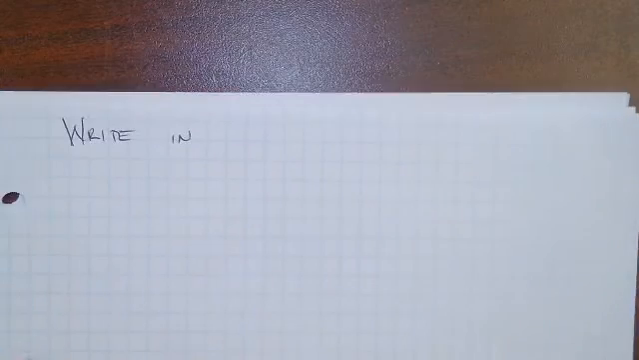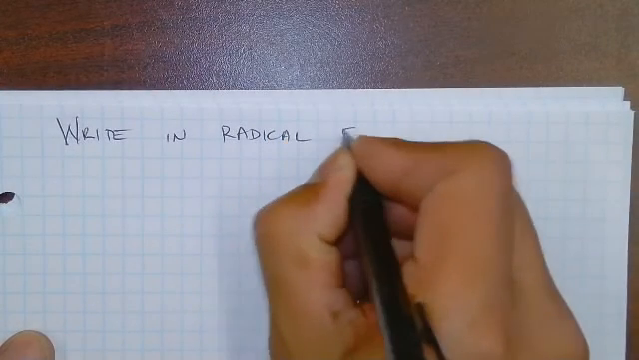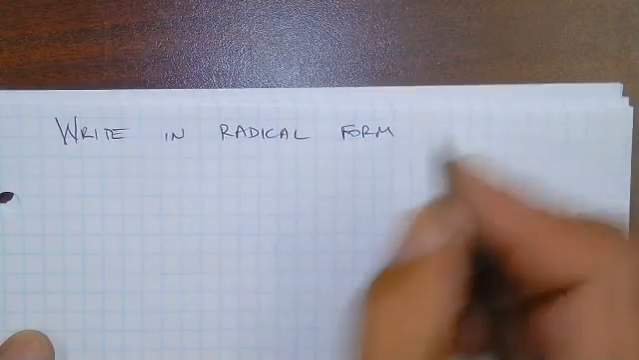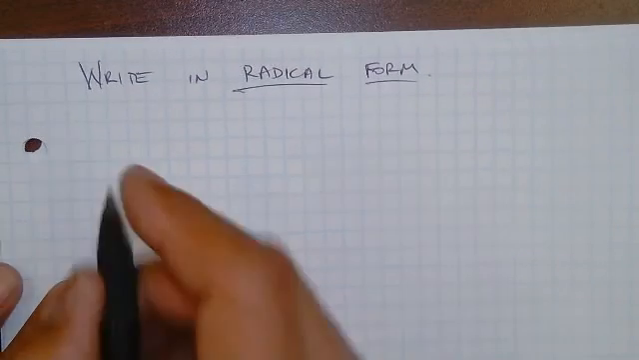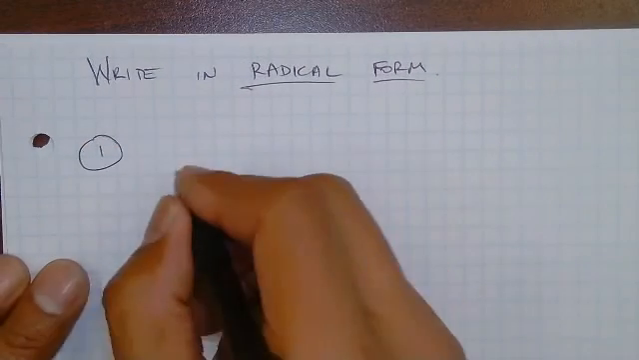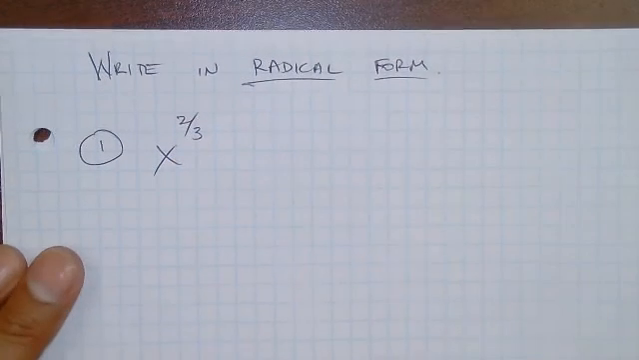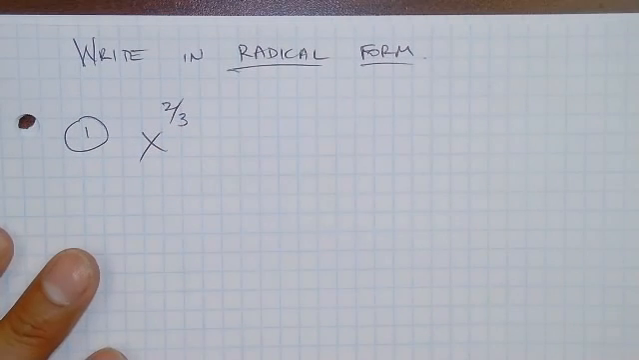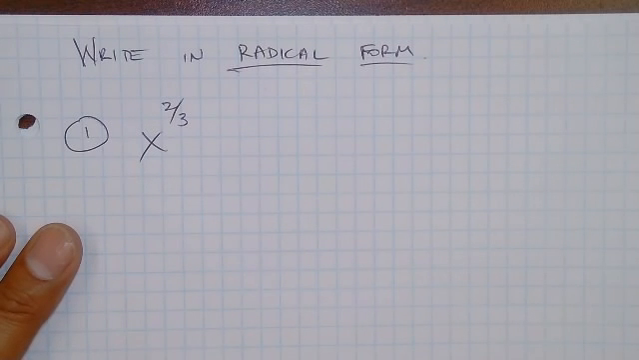That was write it in exponential form. Okay, now write each expression in what? Radical form? Kind of going back, because we just did this a little while ago, but here's where you can give me the answer 2 different ways. So here's number 1. X to the power of 2/3. How would you write this in radical form?